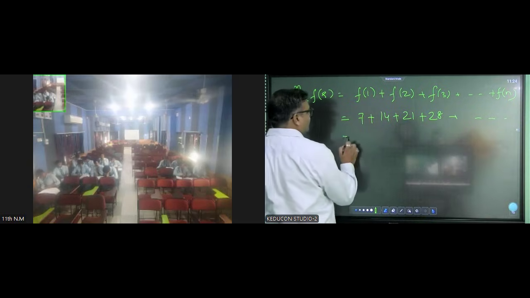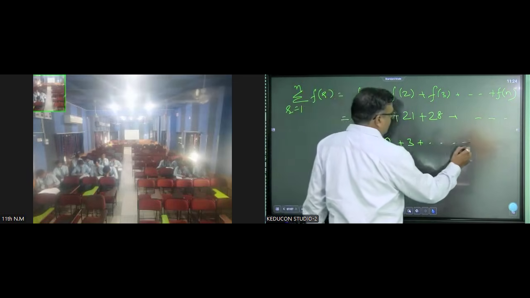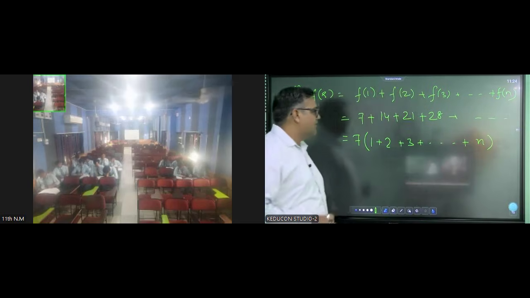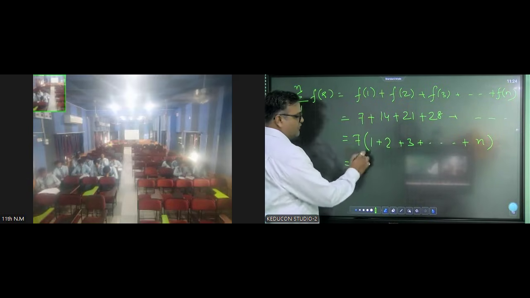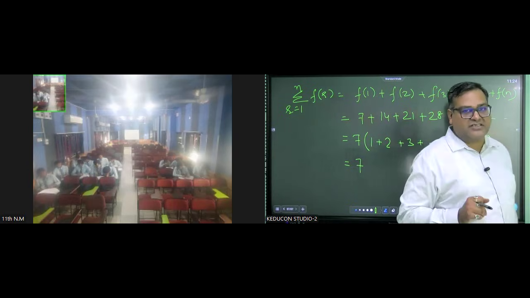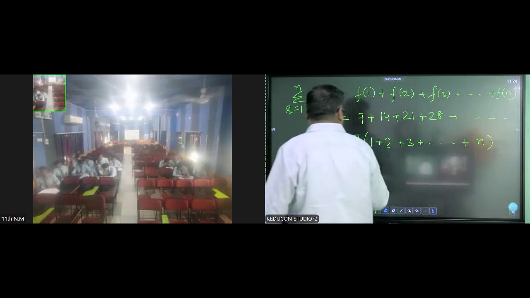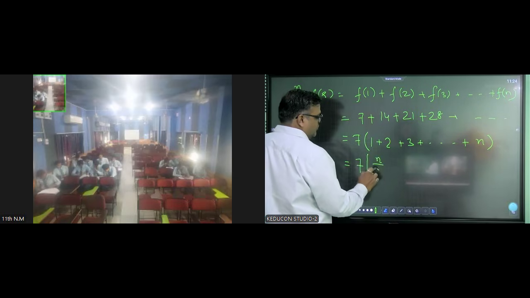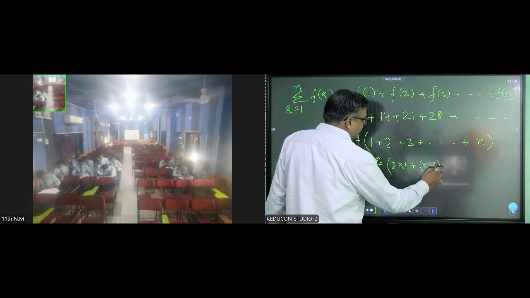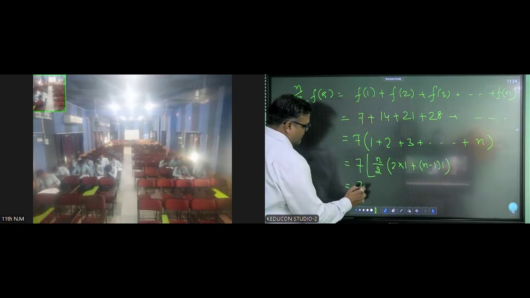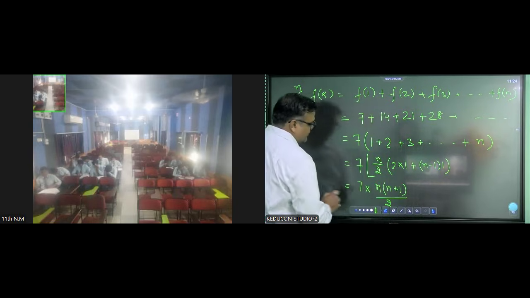So now can we take 7 common? 1 plus 2 plus 3 plus up to n आ जाएगा बच्चों. Now what is the sum of n natural numbers? बेटा ये AP फॉर्म हो रहा है. Now can you find out the sum of this? What is the formula for sum of n terms of AP? n by 2, 2a plus n minus 1 into d. d is also 1. इसको जब simplify करेंगे so this comes out to be n into n plus 1 by 2. This will be your answer.